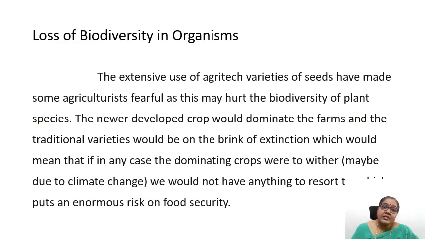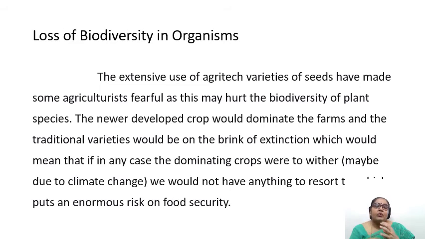And loss of biodiversity in organisms. The extensive use of agricultural technology, or variety of seeds that have been made using the technology, and some agriculturists are also fearful that this may hurt the biodiversity of plant species. The newer developed crop could dominate the farmers, and the traditional varieties could be on the brink of extinction, which would mean that if any case of dominating crops were to wither, maybe due to climatic change, we would not have anything to resort to, putting this enormous food security at risk.